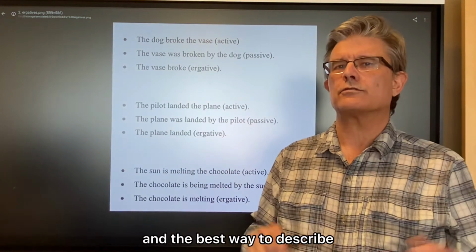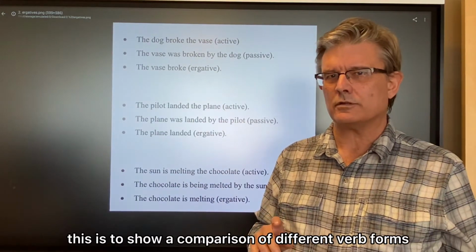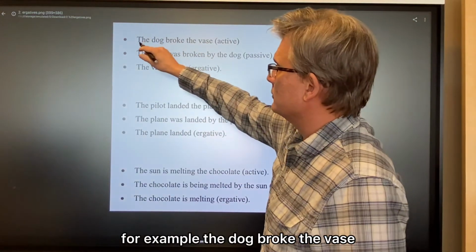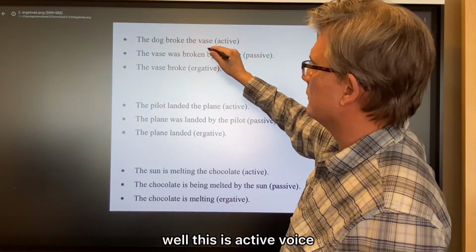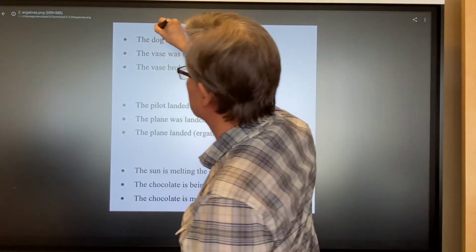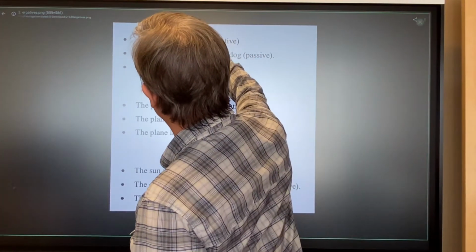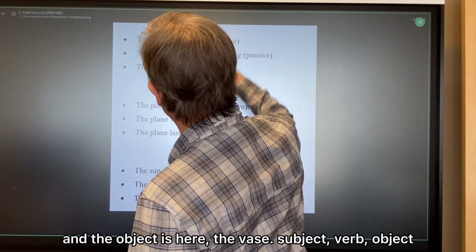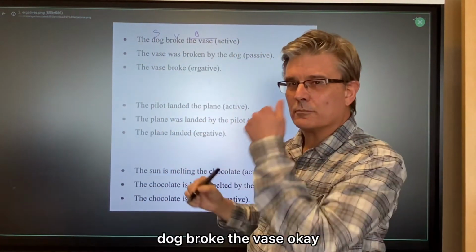The best way to describe this is to show a comparison of different verb forms. For example, the dog broke the vase. Well, this is active voice and it's the standard structure for most sentences. The subject, verb, and the object, here the vase. Subject, verb, object: dog broke the vase.